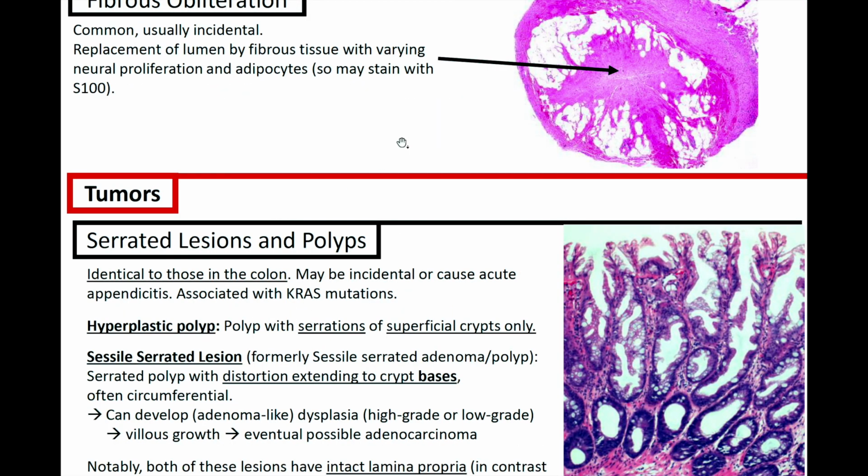Moving on. This is something that may come up in your sign outs. I've definitely seen it, and I've had some of my co-residents show it. So it definitely comes up. You can have fibrous obliteration. Very common, usually found incidentally. And what it is is just replacement of the lumen by fibrous tissue with varying neural proliferation and adipocytes. So it may stain with S100.